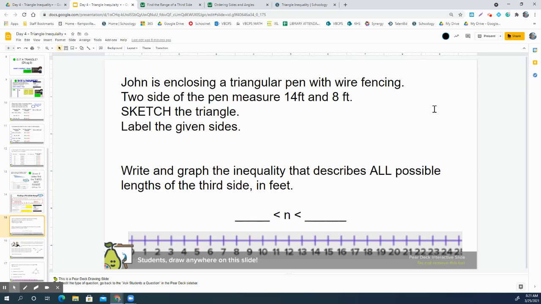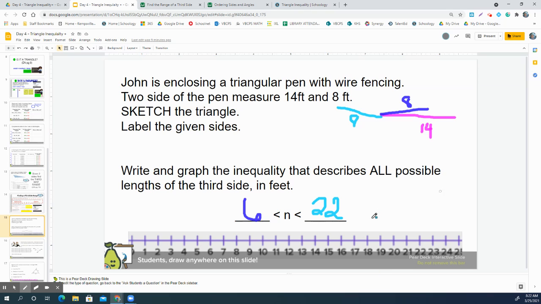Okay, so if I have 14 and 8, I've got a 14. If they're on a hinge and I make the 8 go in the same direction and I make a little tiny pen, what's the smallest number it could be to close that triangle? 14 minus 8 is 6, right? Then if I make it the biggest pen it could be, and I make it an obtuse triangle, and I go this way, then I've got to close in more distance. 8 plus 14 is 22.